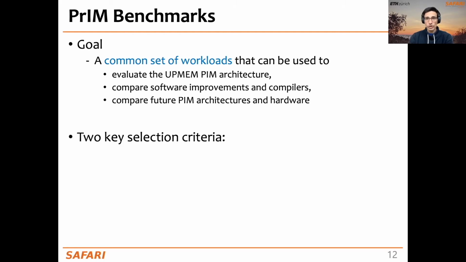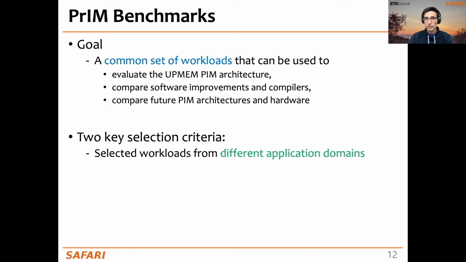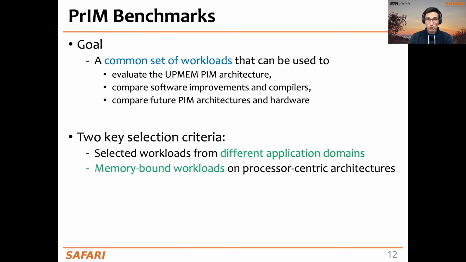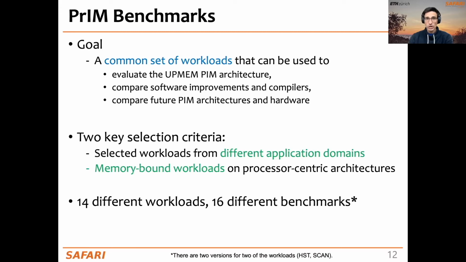And in order to decide what workloads to turn into PrIM benchmarks, we use two key selection criteria. The first one, we selected workloads from different application domains, and also we selected workloads that are memory-bound on conventional processor-centric architectures. In total, in PrIM benchmarks, there are 14 different workloads and 16 different benchmarks, because for two of the workloads, we have two different versions.